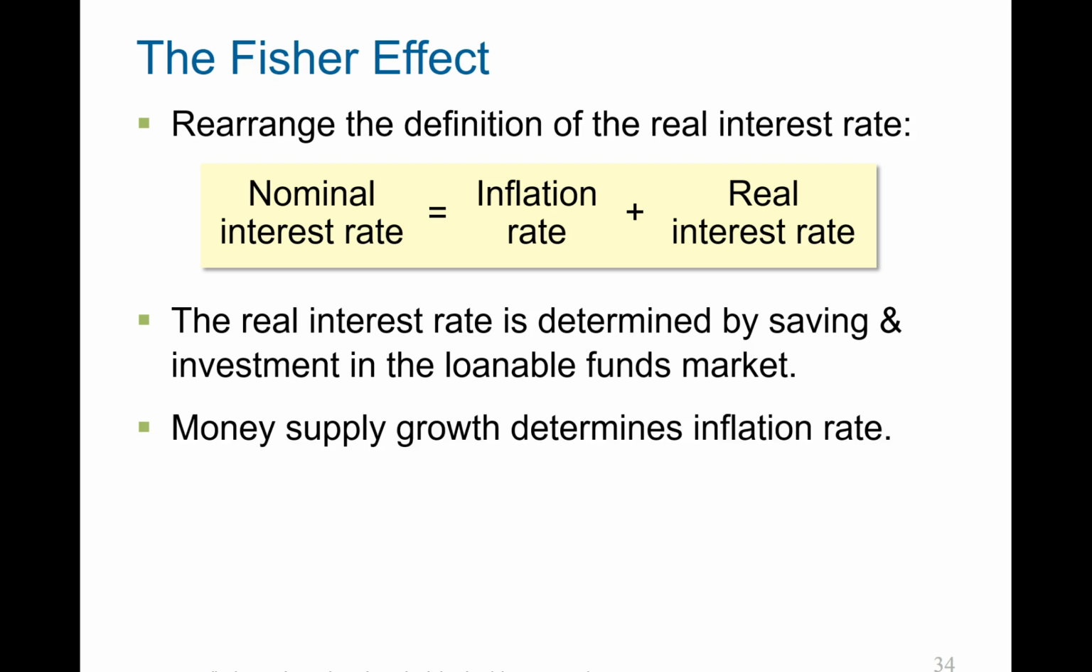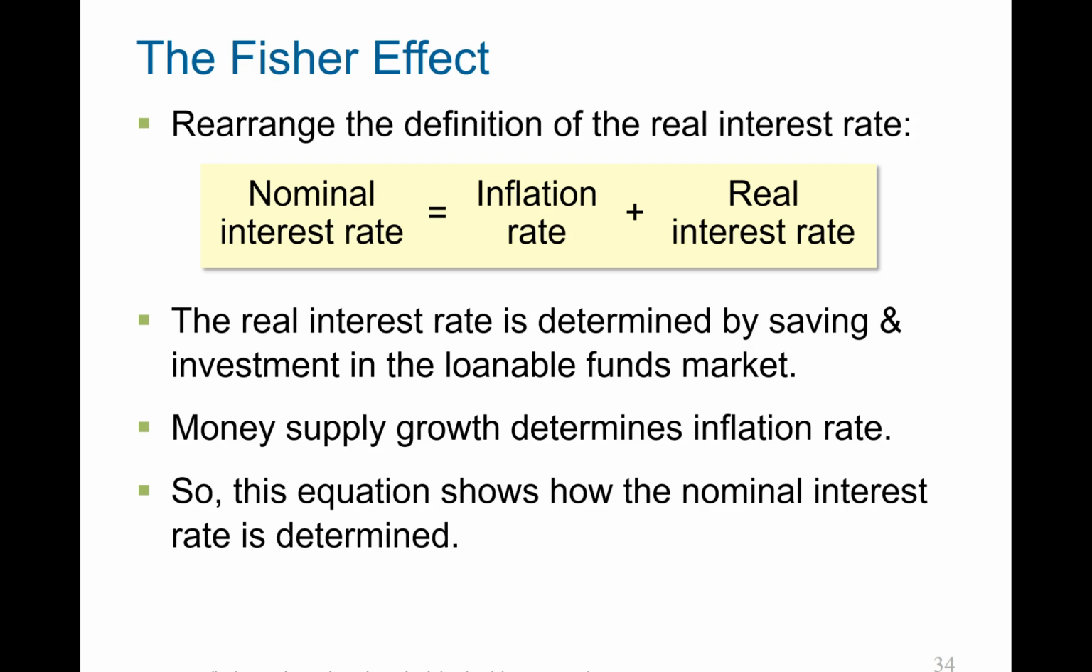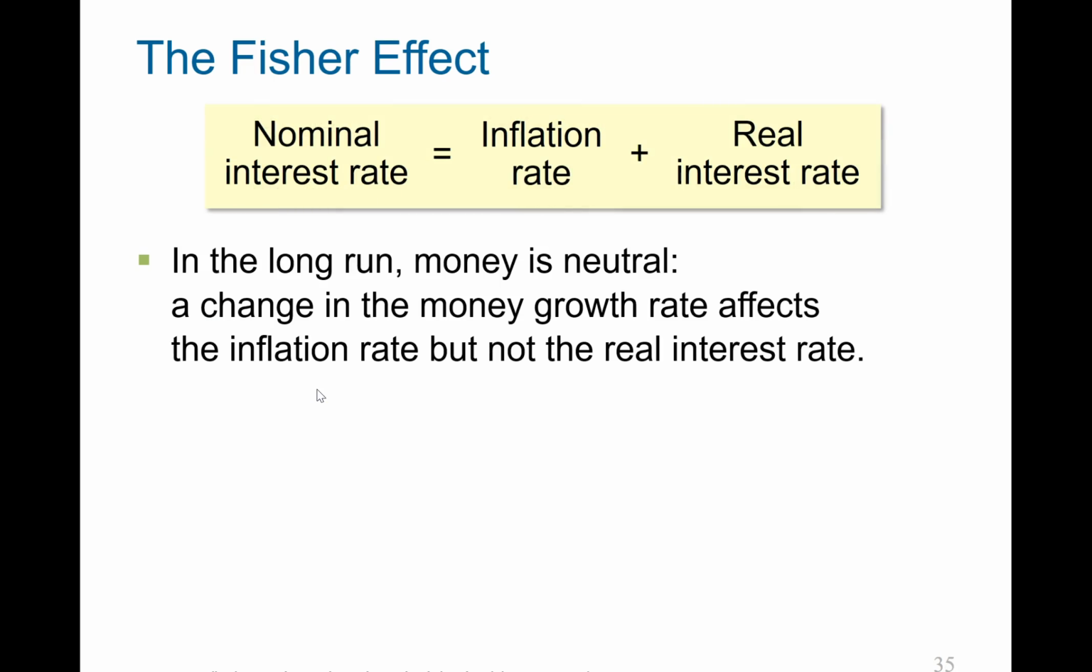So two parts of this can be understood. So the equation shows really how we can determine the nominal interest rate. If we already know that the inflation rate is the growth of money and the real interest rate is determined by that market, right, the buyers and sellers in that market, then we can see that what's left to be determined here is the nominal interest rate.